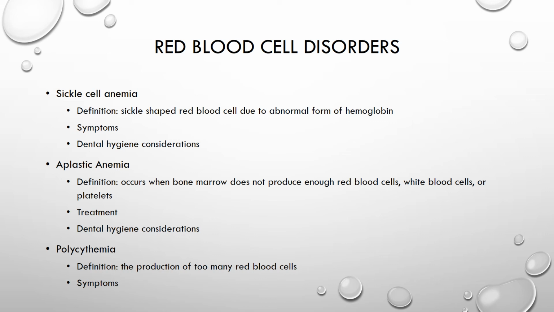We want to recommend close monitoring by their physicians and keep their appointments short. Don't tire them out. Aplastic anemia is where the bone marrow does not produce enough red blood cells, white blood cells, or platelets. And we treat this with blood transfusions, blood and marrow stem cell transplants. These patients are at a high risk of infections and should not undergo elective treatment. Polycythemia is the production of too many blood cells, and this leads to lots of clogging up of the vessel.